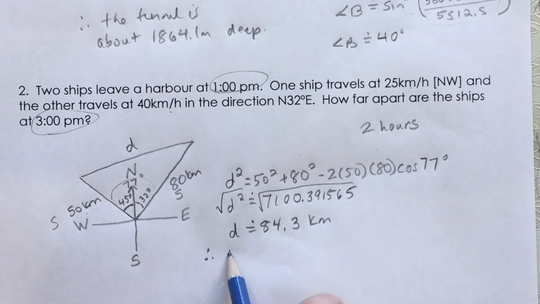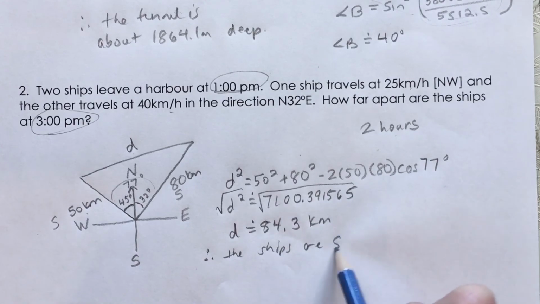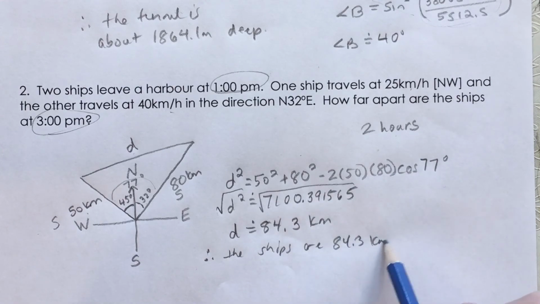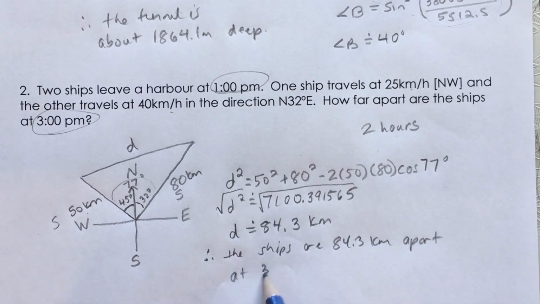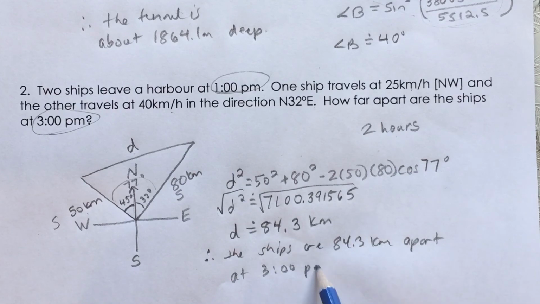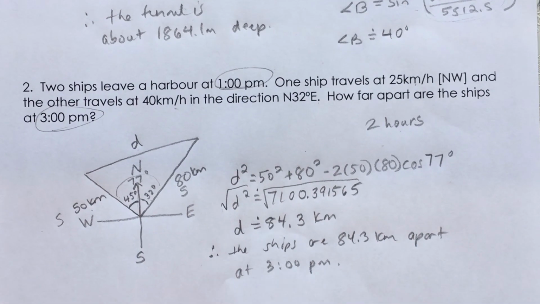So therefore, the ships are 84.3 kilometers apart at 3 p.m. So that concludes our warm-up on trigonometry, and you can go to the next video and we'll talk about three-dimensional trigonometry.